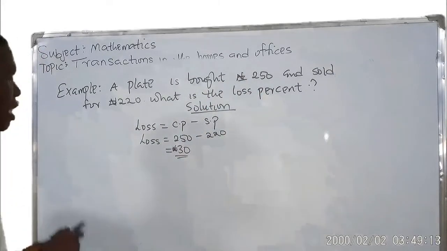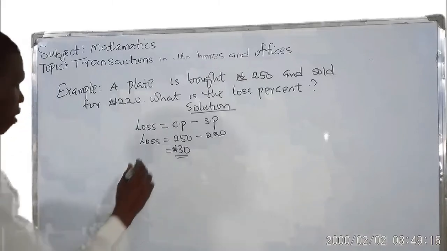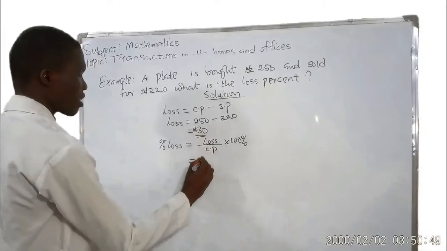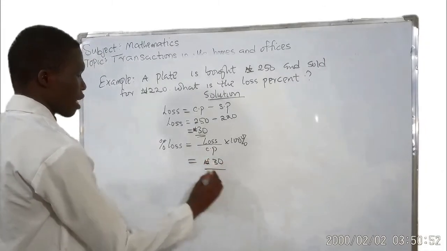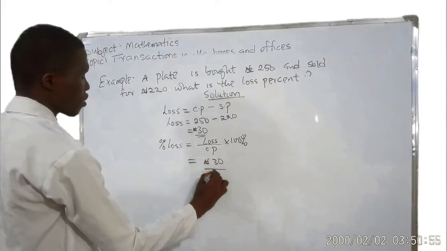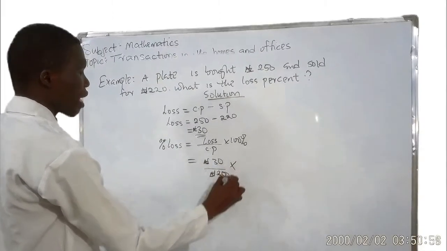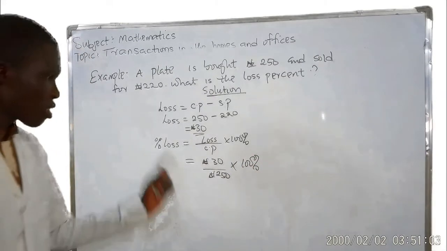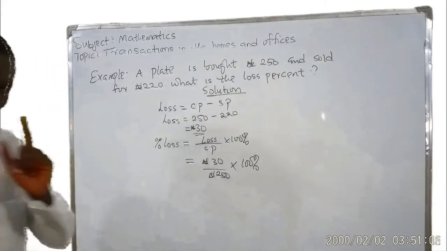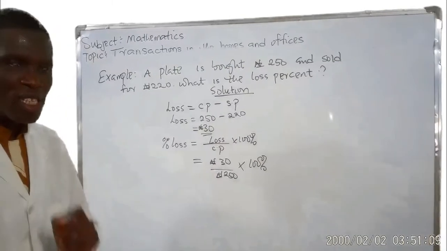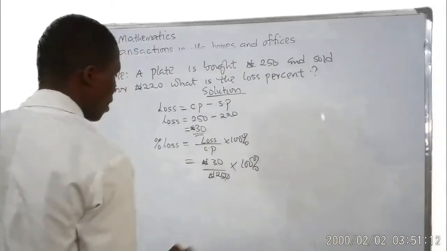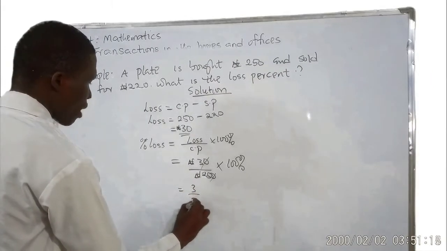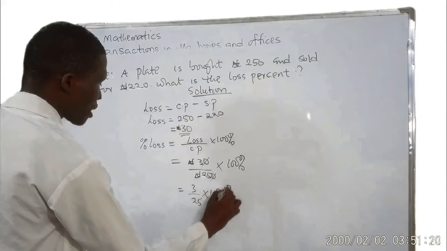But remember, the question is, what is the loss percent? So to find the loss percent, remember that formula, okay? Loss is 30 naira and cost price is 250, multiplied by 100%. So what we are going to do now is we are going to cut. Cancel 0, cancel 0. We are left with 3 all over 25 times 100%.